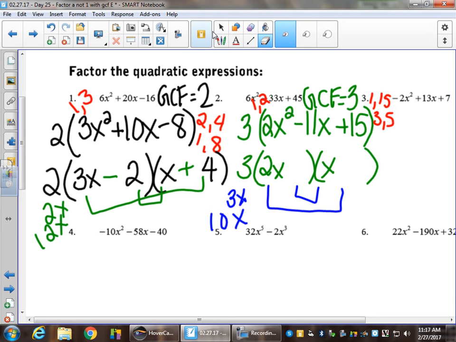Let's try switching them. So what's my inner? 5x. And my outer? 6x. Does that come out to 11? What do the signs have to be? They both have to be what? Negative. We have a positive C, so the signs have to be the same, and we have a negative 11x. They both have to be negative.